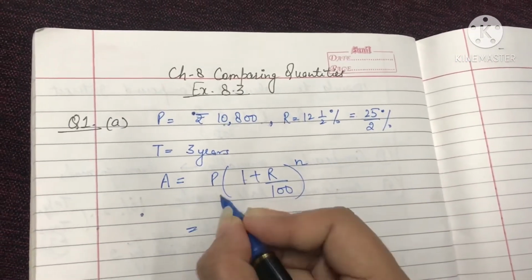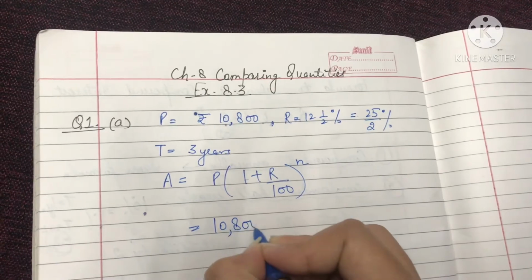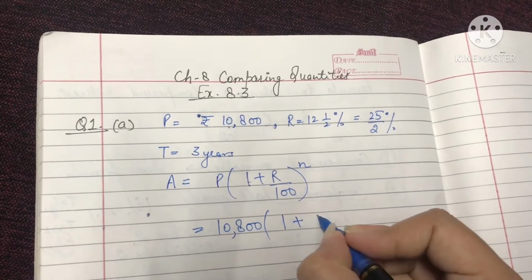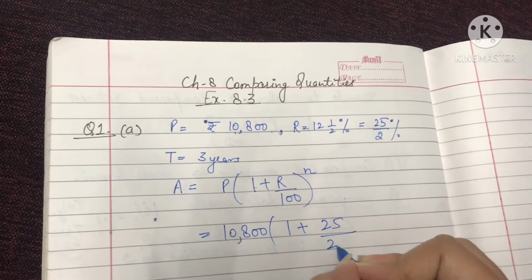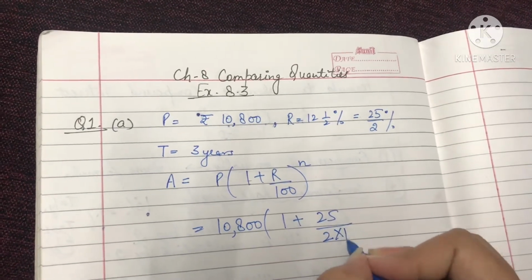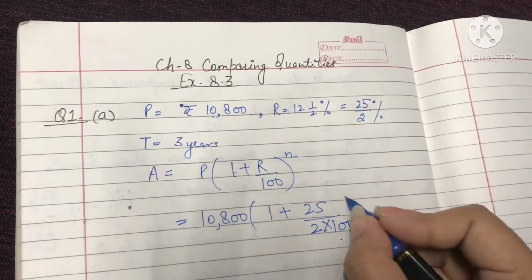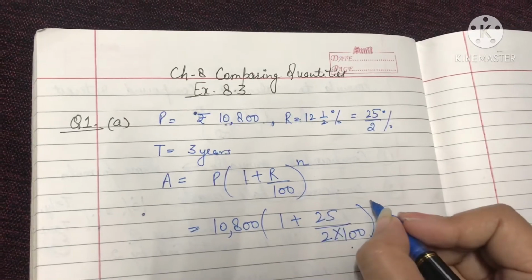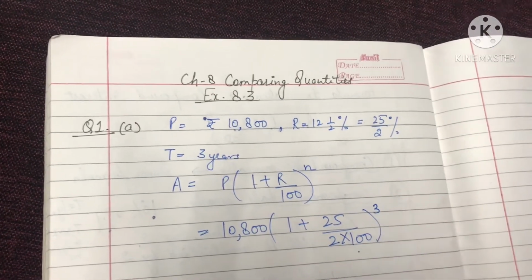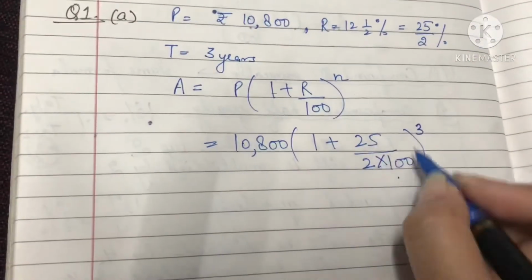Put the values. P is 10,800. 1 plus R is 25 by 2. Now 100 is there in multiplication, so we will write 100 also in the denominator along with it. And n means the time, which is 3 years. Okay, so first let's solve this.